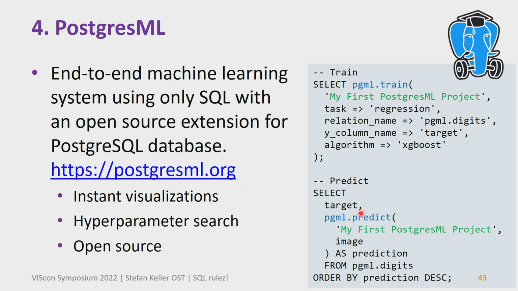And when you have trained it, you have a select statement with the same model you trained before, with the target you want to predict, and you get the result set of the recognized digits. That's machine learning in the database. And it's extendable because it's open source.